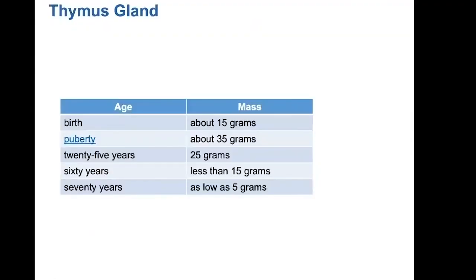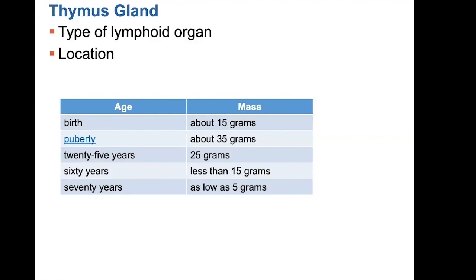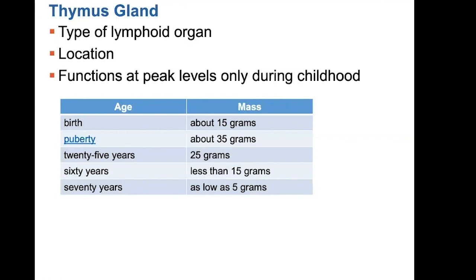Now let's look at the thymus gland. It is a primary lymphoid organ. It is located within the mediastinum, in the inferior part of the neck and overlying the heart. It functions at peak levels only during childhood.